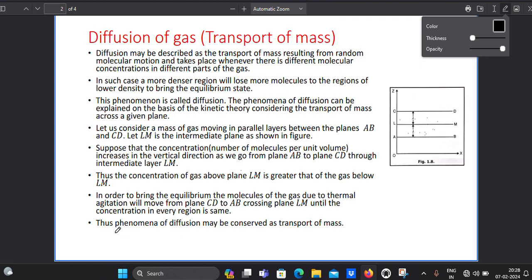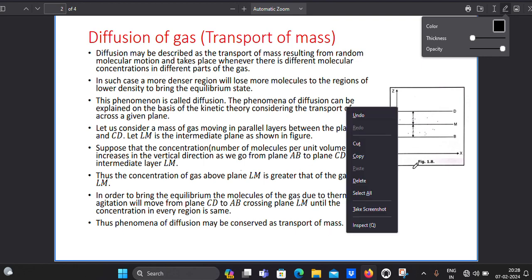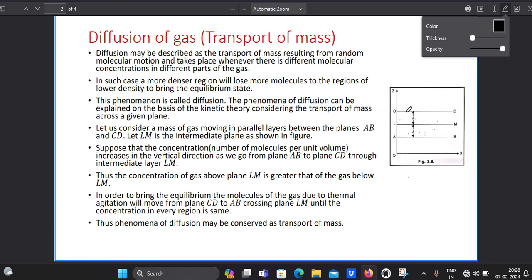Thus the phenomenon of diffusion may be considered as transport of mass. Like this we can explain how the mass is transported from CD to AB. Transportation takes place only from CD to AB, not from AB to CD.